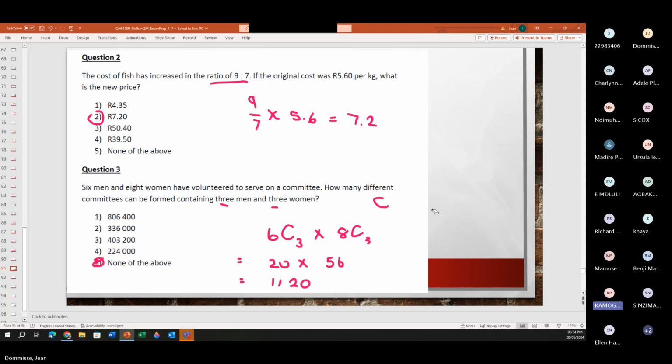I'm struggling with combinations and permutations. I want to know how to differentiate them, like how am I going to know to calculate this one with this formula? I'm really struggling with this one.